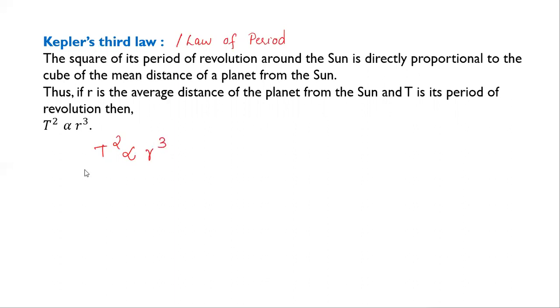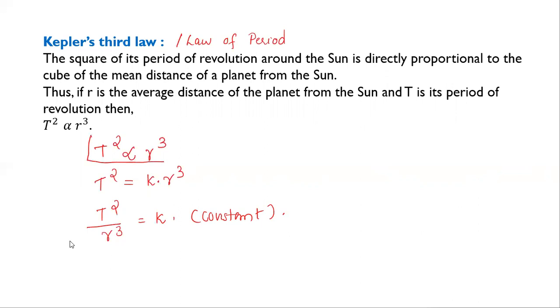We know that to remove the proportionality sign, we have to multiply by a constant. That is, T square is equal to K into R cube, where K is a constant. Or we can write T square upon R cube is a constant K. This is Kepler's third law. Remember this equation, then you can easily define Kepler's third law.